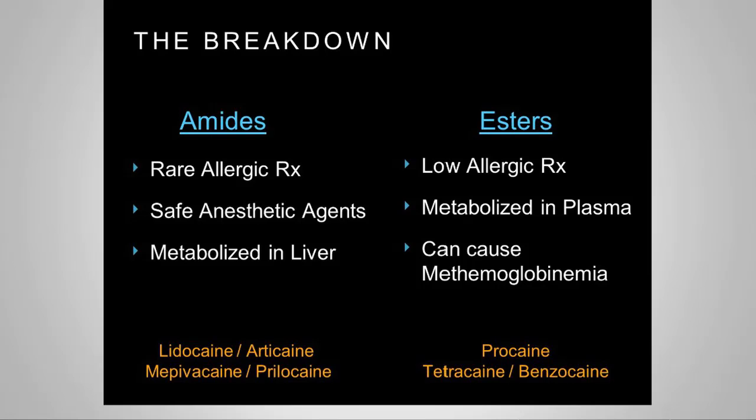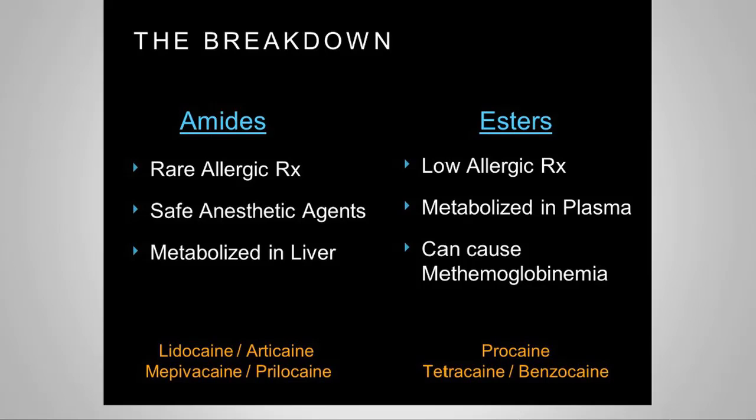You can see here how we have amides. They have rare allergic reactions. They're very safe anesthetic agents, and they're pretty well metabolized within the liver. Esters, on the other hand, have a very low allergic reaction. They're metabolized in the plasma in the body, and they also can cause and precipitate methemoglobinemia, rather. And we've got to be careful about that.